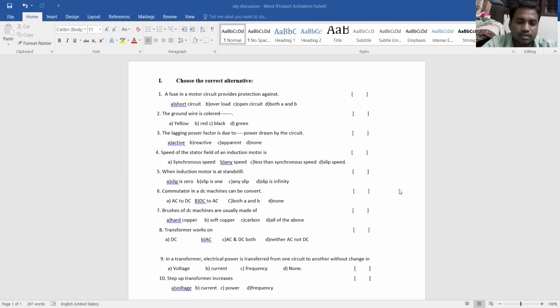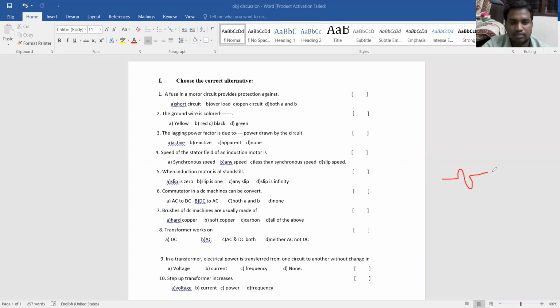Let us discuss the objective questions for the second mid. A fuse in a motor circuit provides protection against dash. So here you are having short circuit, overload, open circuit, both A and B. Mainly we are using fuse for the protection purpose only, no?